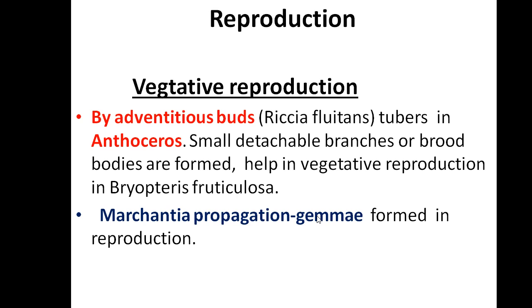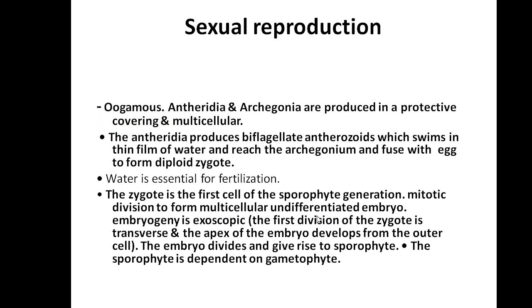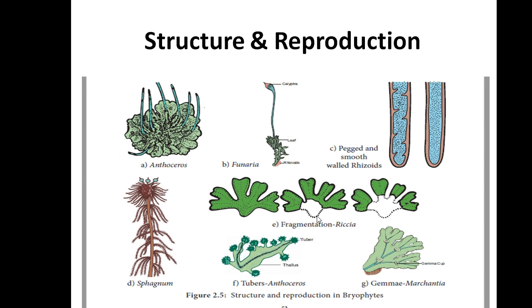In this bryophyte, vegetative reproduction takes place from the small branches arising from the plant body. Next, Marchantia propagation, with gametes formed in reproduction. Marchantia is a type of bryophyte plant. That plant reproduces by the formation of gametes. So this is a structure that I will show you.